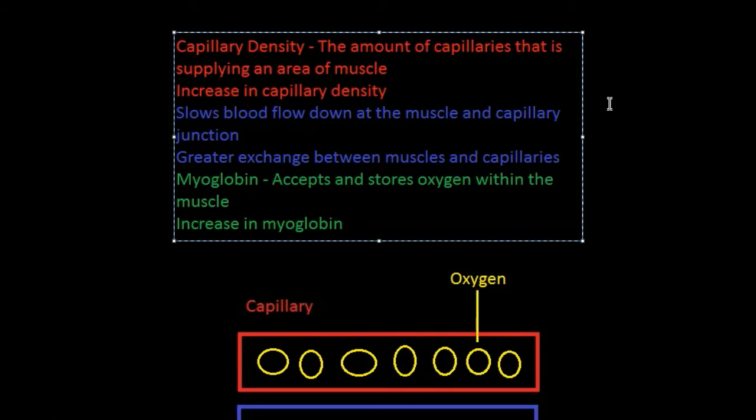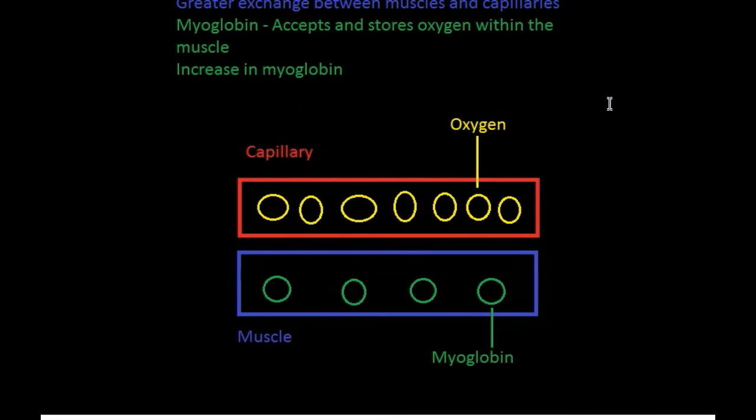I'll demonstrate this in the schematic I've drawn at the bottom here. Here's our capillary in this red box. Our oxygen is represented by the yellow circles within our capillary. So the oxygen we breathe in goes into this bloodstream system. We then have a muscle represented by a blue box, and the myoglobin within the muscle is represented by this green area here. Normally, without any endurance training, some of this oxygen is naturally going to diffuse across into the muscle, where it's accepted and stored by the myoglobin.